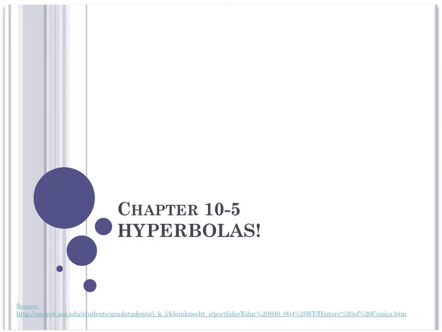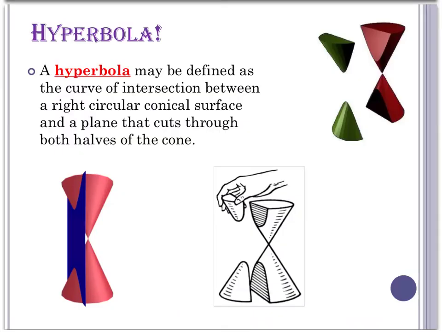We've discussed circles, parabolas, and ellipses, and now we're going to look at hyperbolas. A hyperbola is defined as the curve of intersection between a right circular conical surface, like this double cone, and a plane that cuts through both halves of the cone. So as you can see, we have two branches for our hyperbolas.